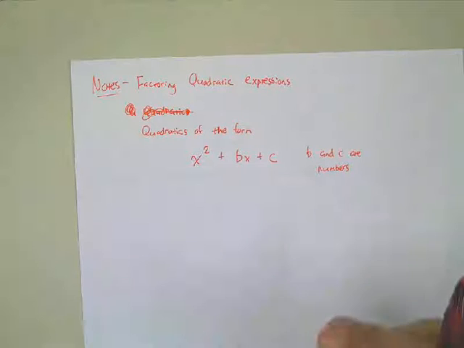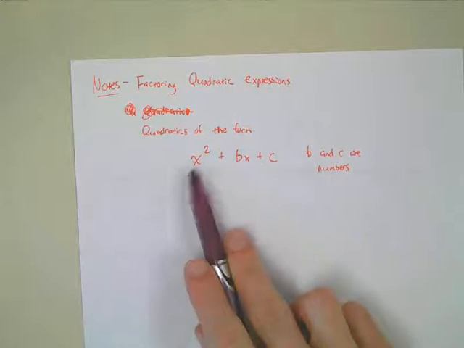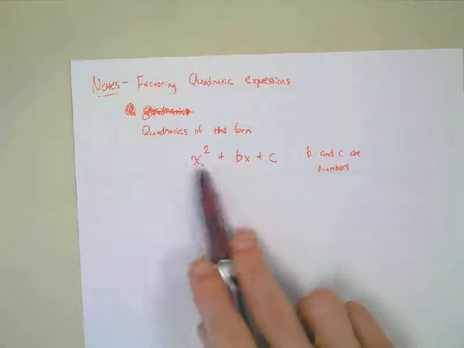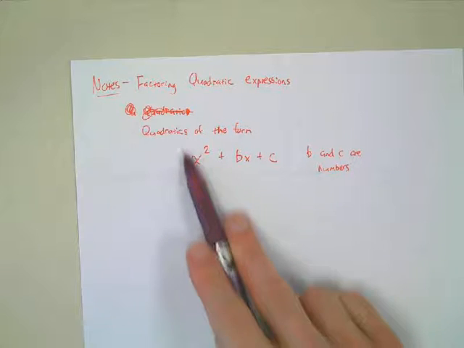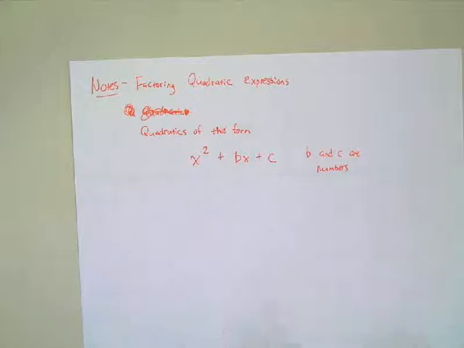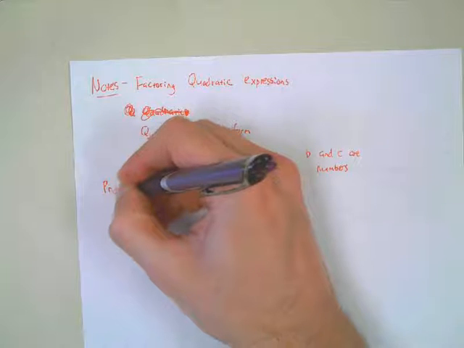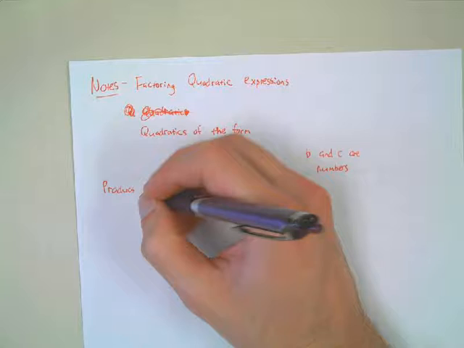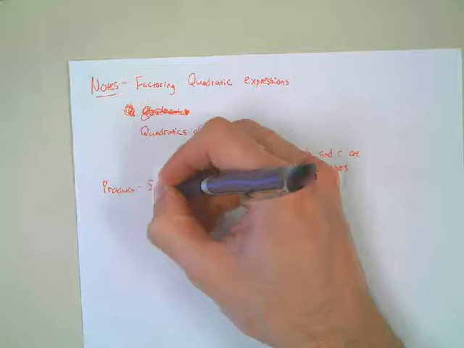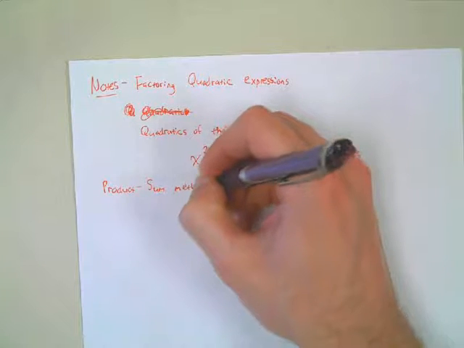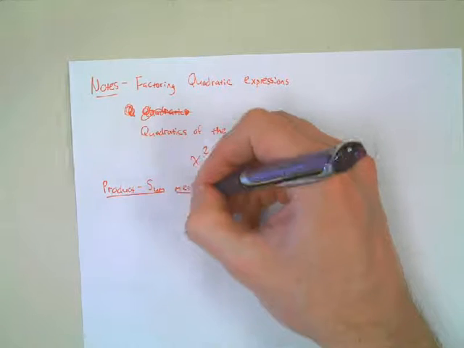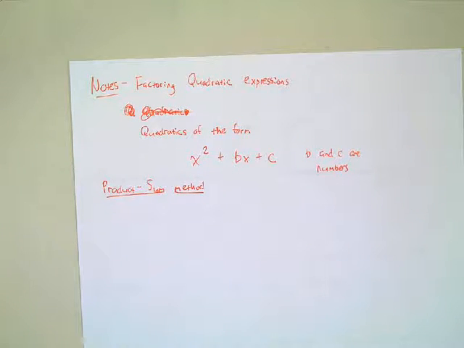What's the number in front of the x squared term? What number is here? Or what number could we put there? A 1, right? There's a 1 there. That's exactly right. So, let's talk about this. The major way that we're going to look at how to factor these is something called the product sum method. Okay? Product sum method.